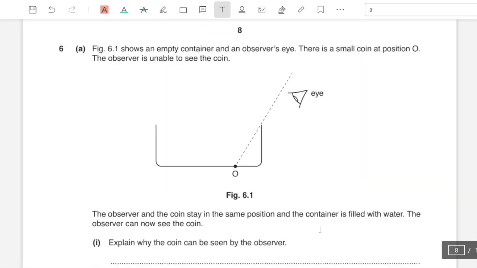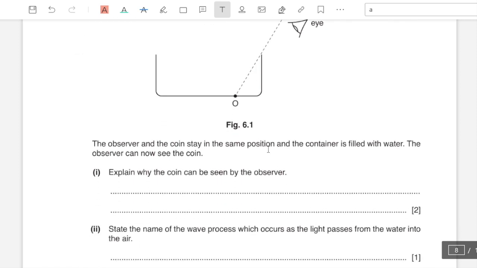Question number 6. A. Figure 6.1 shows an empty container and an observer's eye. There is a small coin at position O. The observer is unable to see the coin. The observer and the coin stay in the same position and the container is filled with water. The observer can now see the coin. 1. Explain why the coin can be seen by the observer.